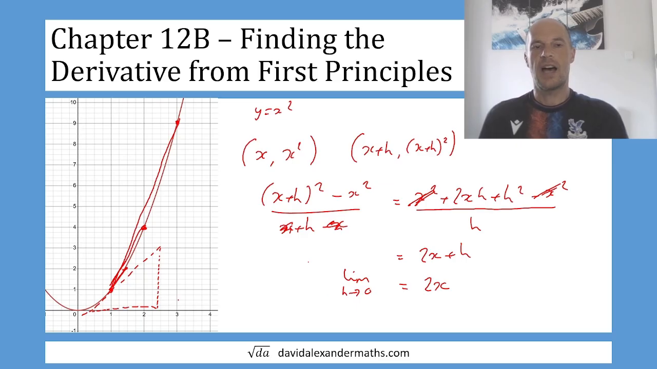Okay, so at the point where x is 1, the gradient would be 2 times x, which is 2. Where x is 3, the gradient would be 6.